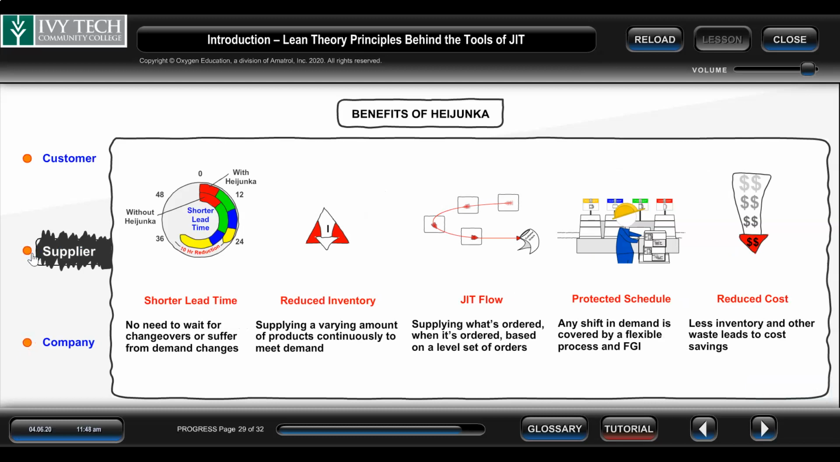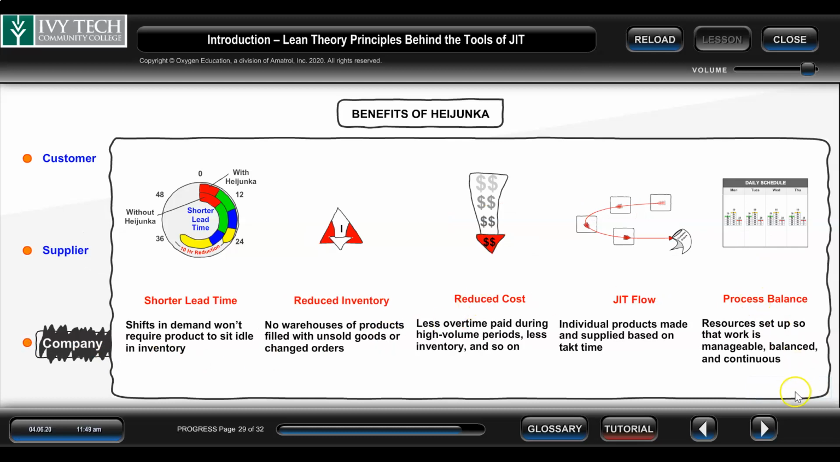Shorter lead time. No need to wait for changeovers or suffer from demand changes. Reduced inventory. Supplying a varying amount of products continuously to meet demand. JIT flow. Supplying what's ordered when it's ordered based on a level set of orders. Protected schedule. Any shift in demand is covered by a flexible process and FGI. Reduced cost. Less inventory and other waste leads to cost savings.